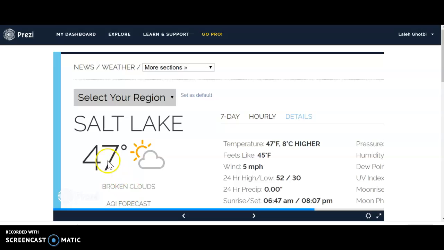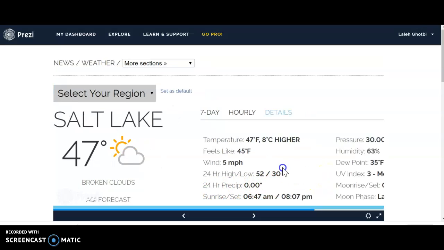Broken clouds, 47 degrees. It feels like 45 degrees. Sometimes when we have a strong wind, this is not, 5 miles per hour is not that strong, but often when you have a feeling that is cooler than the real temperature, is because we had strong wind. Again, no amount of precipitation for the past 24 hours.